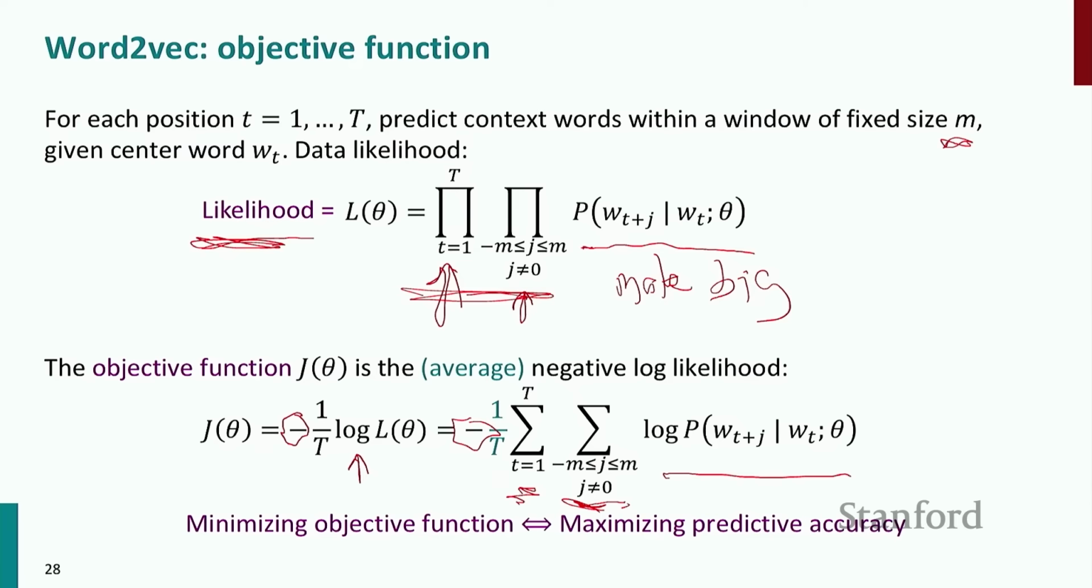And then the final thing that we do is, since this will get bigger depending on the number of words in the corpus, we divide through by the number of words in the corpus. And so our objective function is the average negative log likelihood. So by minimizing this objective function, we're maximizing the probability of words in the context.